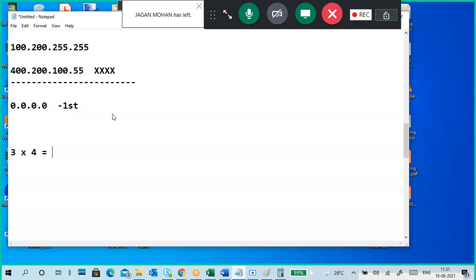3 is multiplied by 4. In a table manner, but this actually means you're adding 3 four times. Very good. Can you tell the three table?